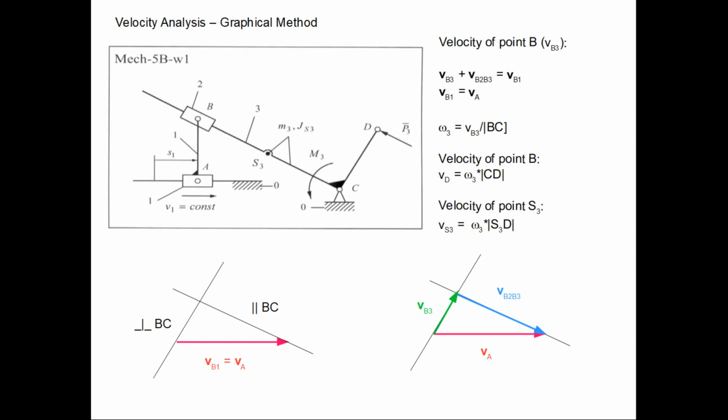And having the omega3, we can now compute very easily VD, because this is just a rotational motion. So VD is equal to omega3 times CD, the distance between point D and C. And for the sake of completeness, I'll also compute the velocity of a point S3, which is also computed because this is also the same rigid body, and S3 also rotates with the angular velocity omega3.